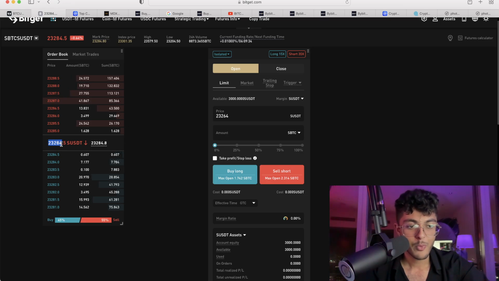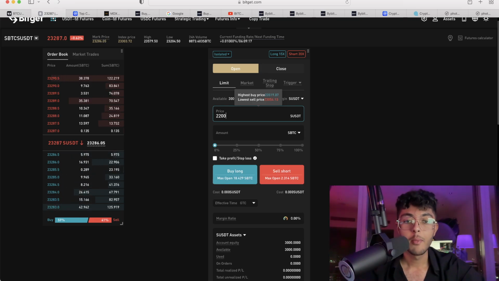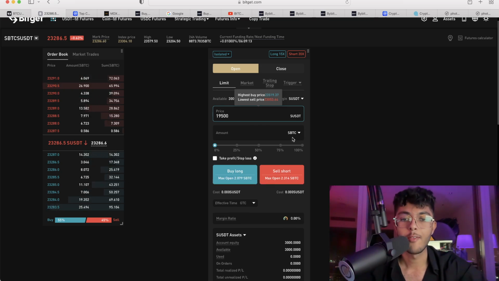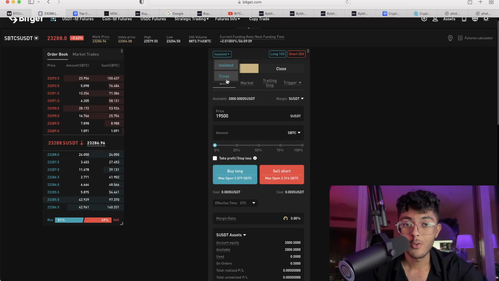So the current price right here is 23,285 USDT, simulated USDT, as you can see with the S, and that is the current price of Bitcoin according to this market. So let's just say I want to go long on Bitcoin. I want to buy Bitcoin down at, let's say, $19,500. Now, if I want to leverage this up, the first thing I'm going to do is actually make sure that I've got isolated selected.